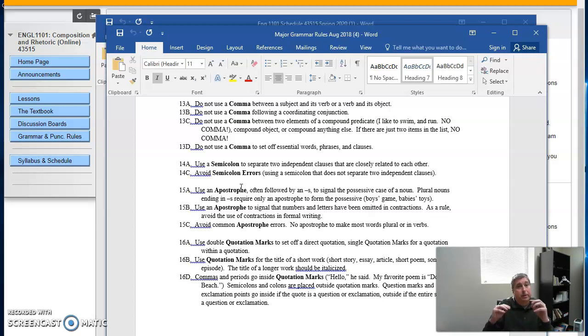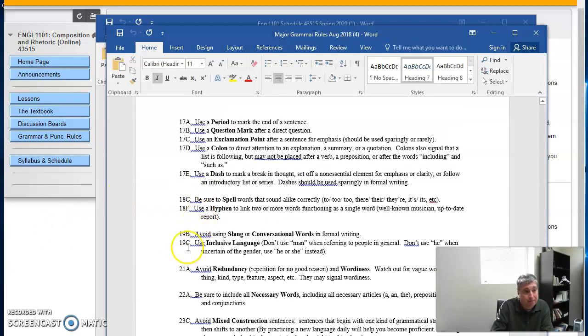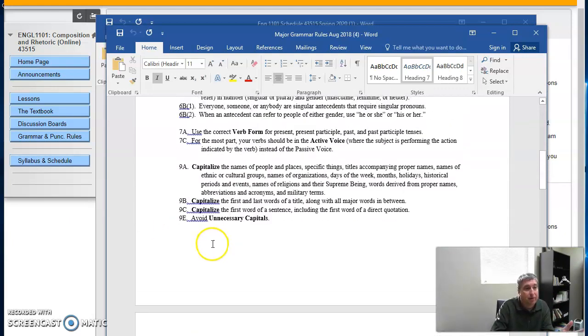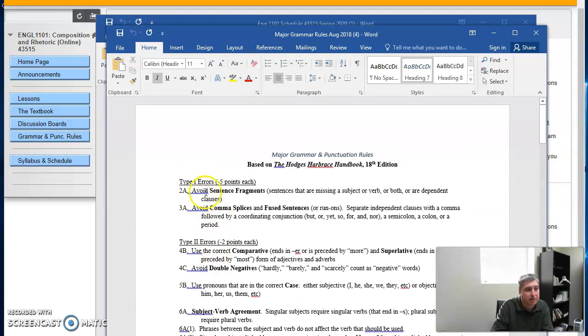But if it's good, if there's a lot of good information, if it's well organized, you have specific detailed examples, et cetera, then that's 75% of your grade. 25% is based on these grammar rules. So again, I count off, I'll put 19B minus 2, or 3A if it's a run-on, 3A minus 5. These two are 5 points each, fragments and run-ons. You have to be able to write complete sentences in a college class.